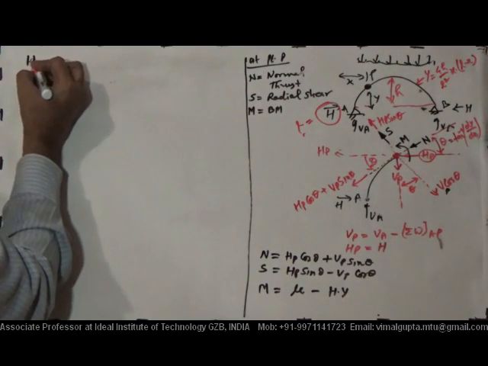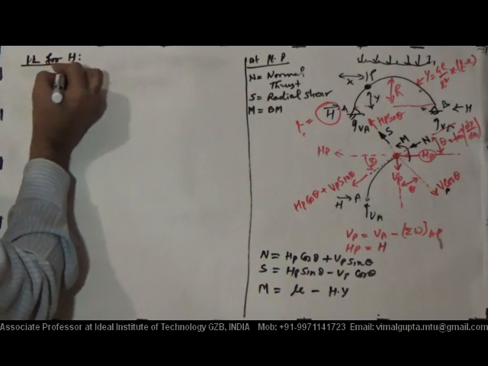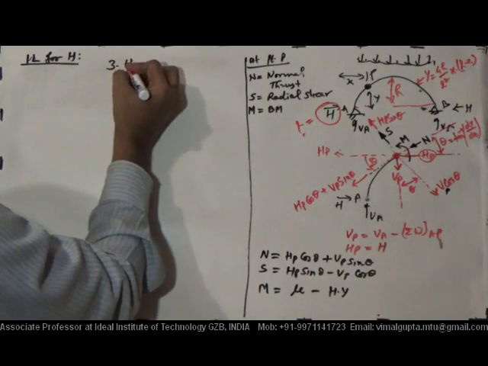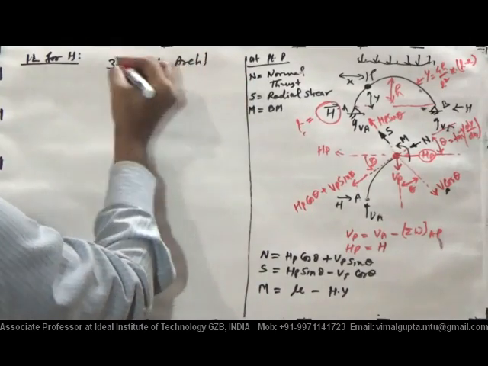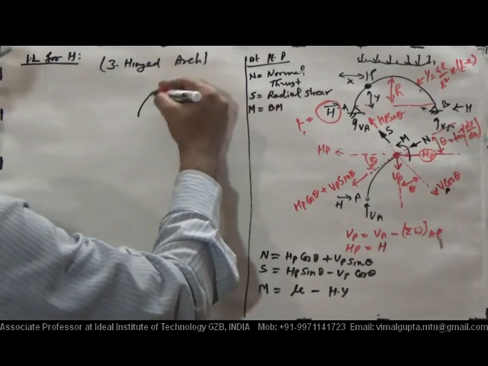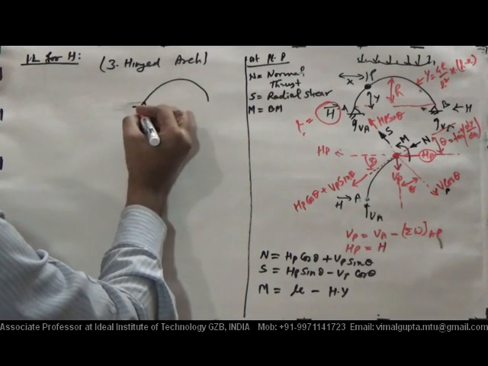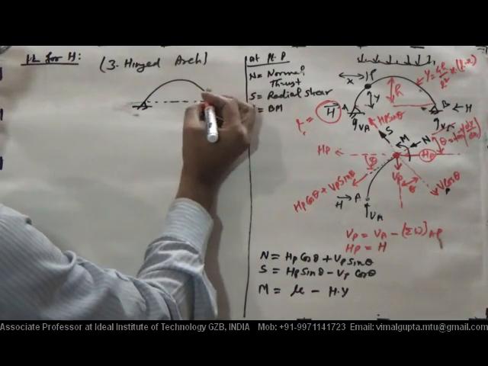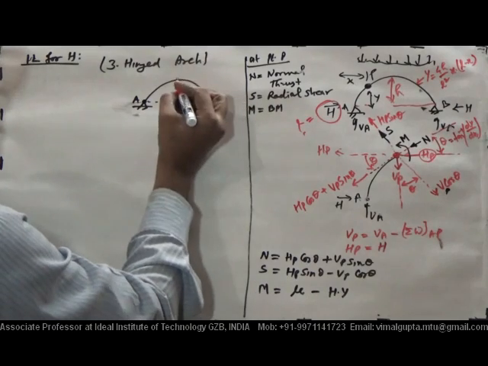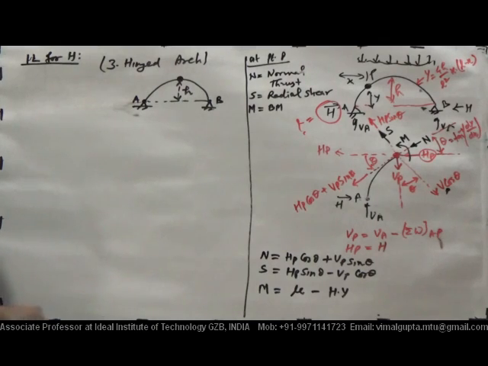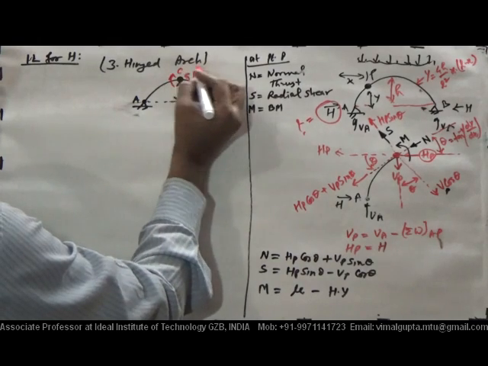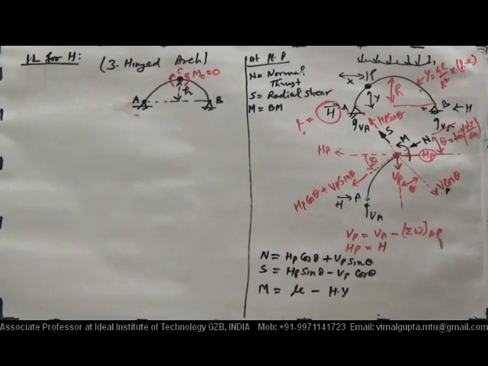Now I am going to plot IL for H. In this part, first of all I will consider the case of 3 hinge arch. We know very well what a 3 hinge arch is. A 3 hinge arch is basically this type of arch, and this rise is the rise h. This point is A, this point is B. And in a 3 hinge arch we know very well that we have the internal hinge at the crown, and at the crown, if this point is C, the value of bending moment at that point will be 0. So this is our 3 hinge arch.